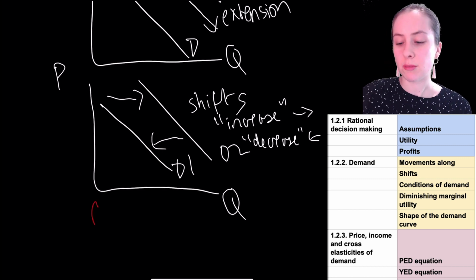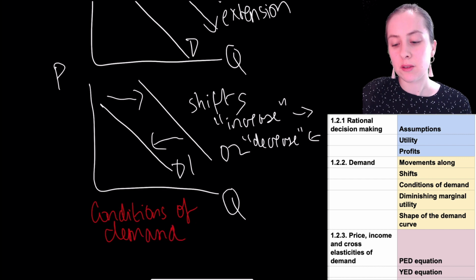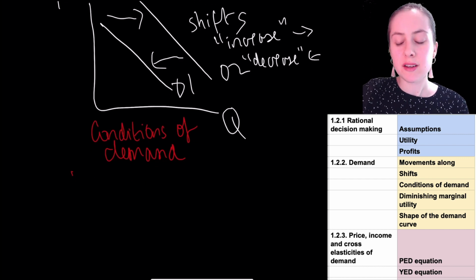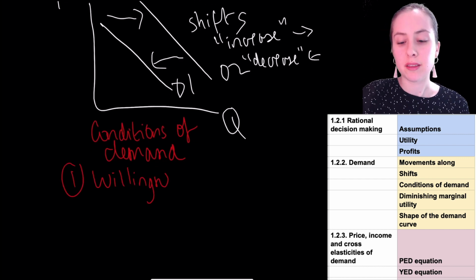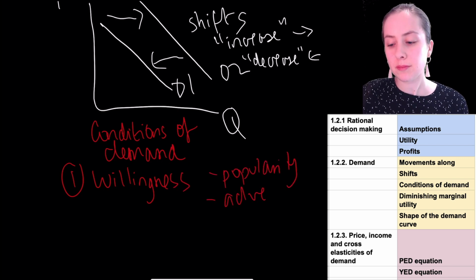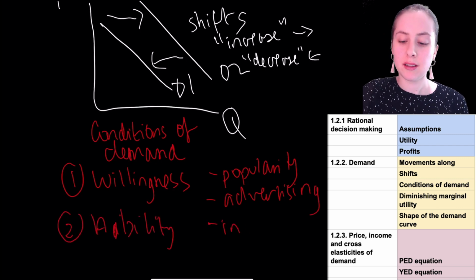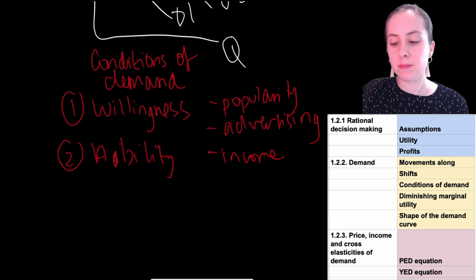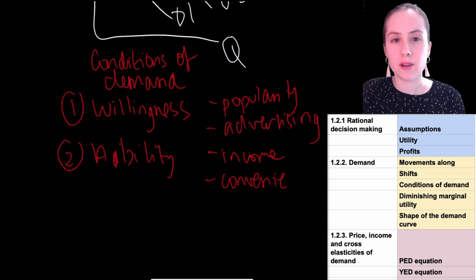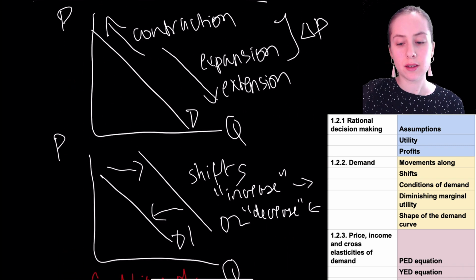The conditions of demand are the things that cause increases and decreases. If I were to summarize them, I would say the conditions of demand are things that affect your willingness to buy something, like the popularity, maybe some cool advertising that you saw, and things that affect the ability are things like maybe your income, whether the store is close to you, like the convenience, can you do online shopping, is it from an app, those kind of things.